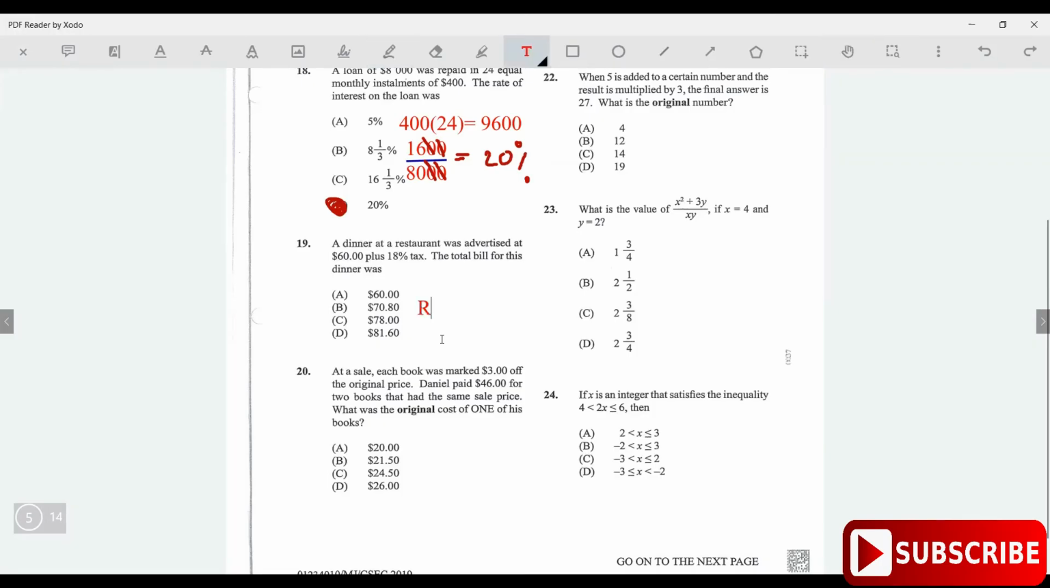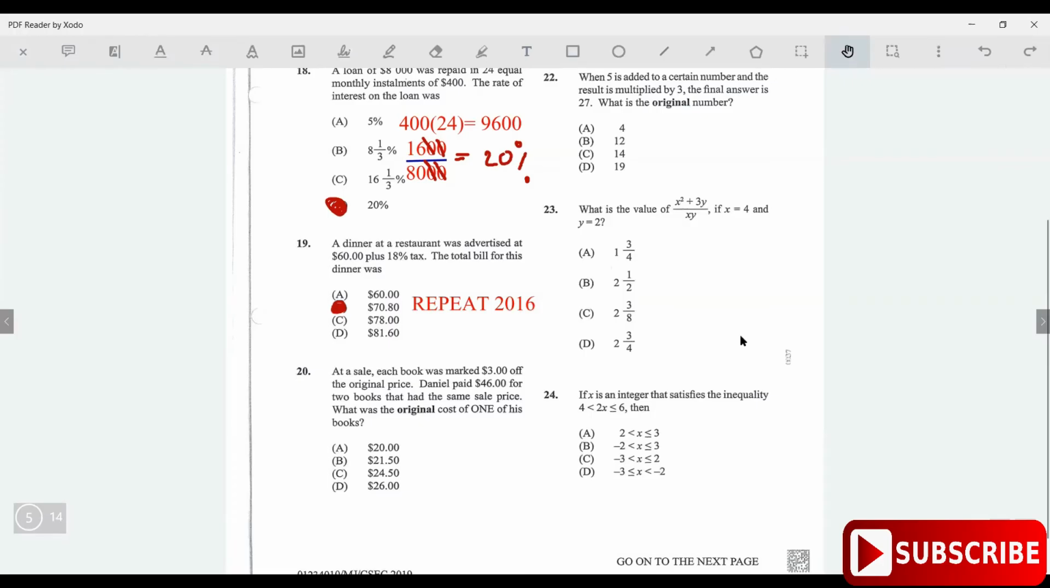Repeat of 2016. And this was 70.8. That was it, because we found that 18% of 60 was 10.8. You add 10.8 to 60.